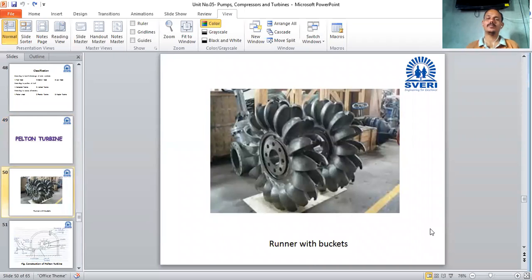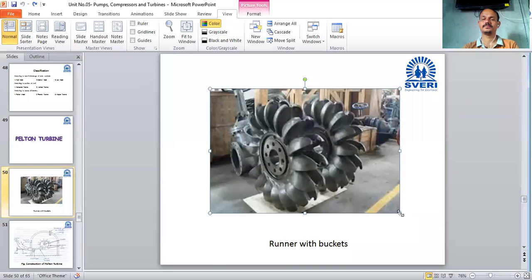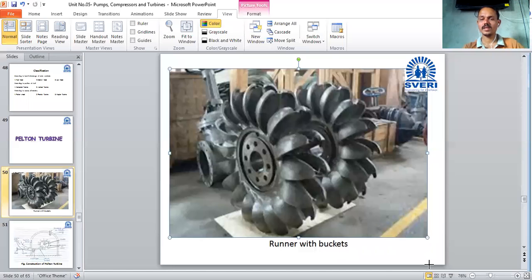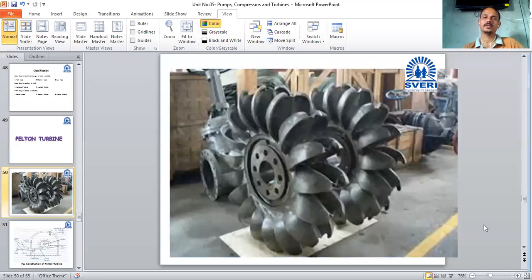This one is the diagram of the Pelton turbine. Is that visible? Yes, sir. Now it is visible. Okay, so observe this. There are two turbines placed here. This is one turbine, which we generally call the runner, and another one is placed here. So these are the two turbines. And here at the center, a shaft is provided. This shaft is connected to the turbine, and the other end of this shaft is connected to the generator.